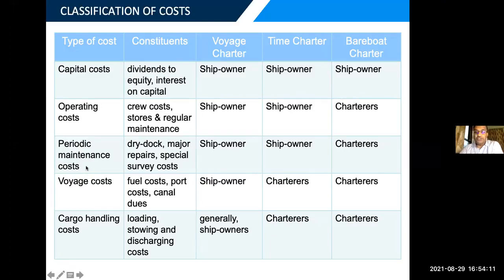Periodic maintenance cost. These are your major repairs, like dry dock. As all of you may know, there is a statutory requirement to dry dock the vessel. What do you mean by dry dock? See, the ship is always at sea. It is exposed to sea water. It is made of steel and always exposed to salty water, so there is a possibility of corrosion.